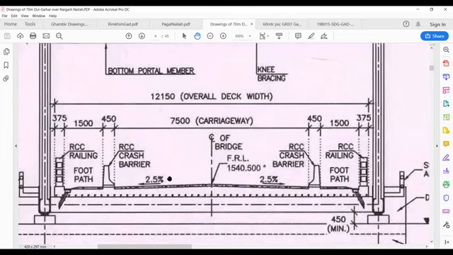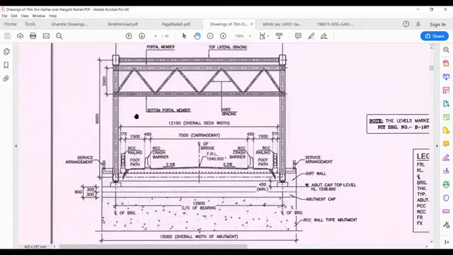2-lane means one-way, 2 traffic clear carriageway. Then we have a crash barrier 450 wide. Then we have a footpath 1500 and an RCC railing 375. This is our cross section of the bridge, and this is our truss, like you can see.